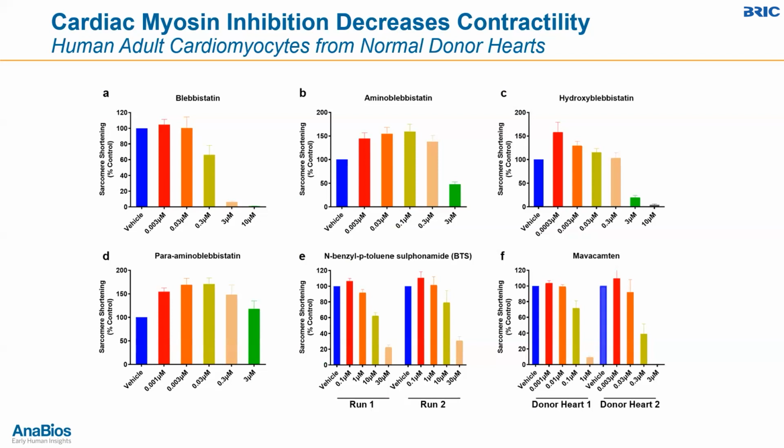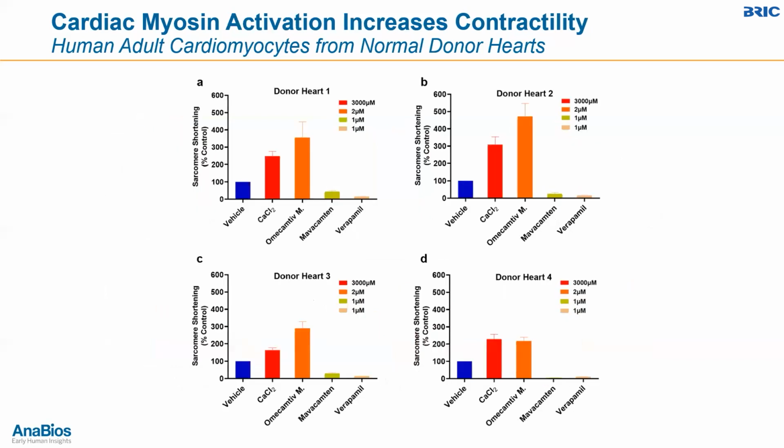You can see we have good reproducibility within the same heart and also between hearts. And you can see compounds like mavacamten, BTS and blebbistatin show a dose-dependent decrease in contractility. Also, we tested analogs of blebbistatin, and we can see a biphasic effect of blebbistatin analogs. So the conclusion from this slide is that the Myoblazer and the Myoside can be used to support early chemistry and also to provide SAR data to early drug discovery programs.